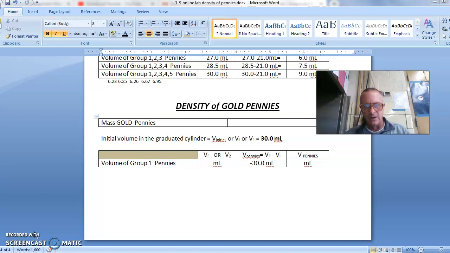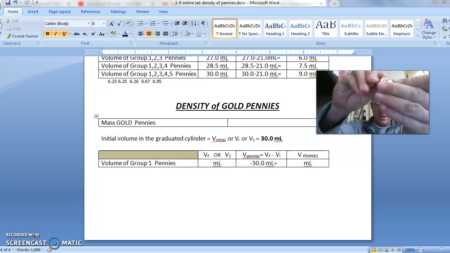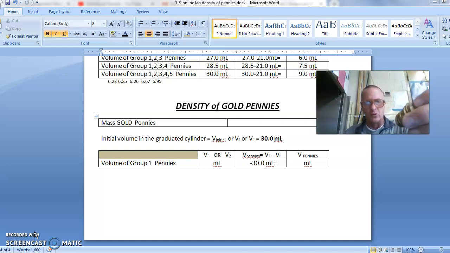First, we have our 10 gold pennies. They're fabulous, spectacular pennies. Right here, you can see them. These are gold, all 10 of them. But the question is, are they real gold? And in order to do this, we're going to find the density of the gold pennies.